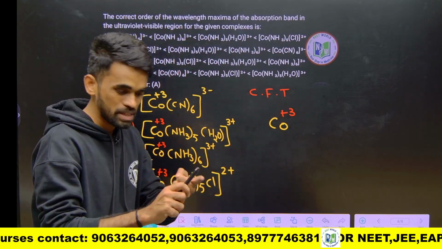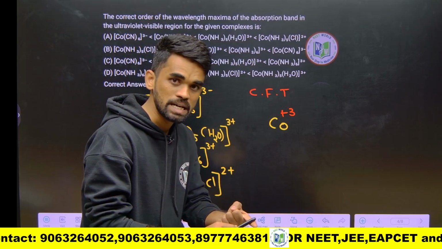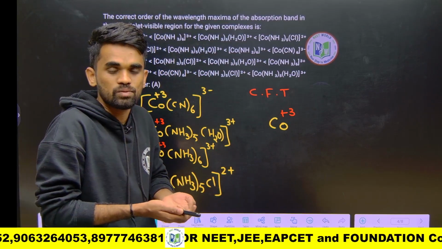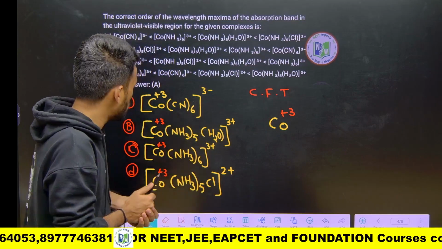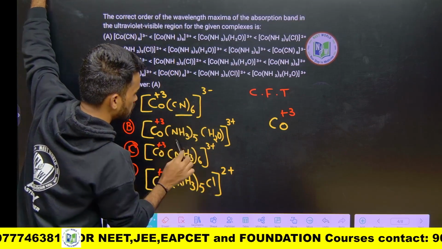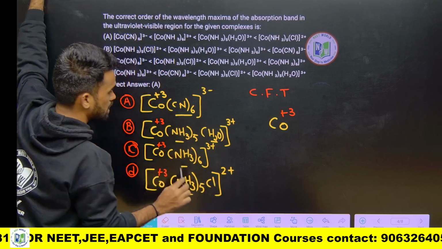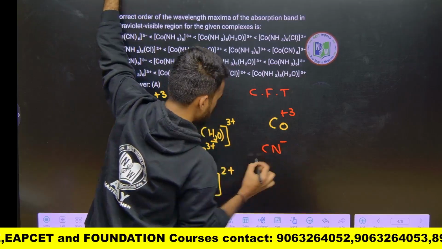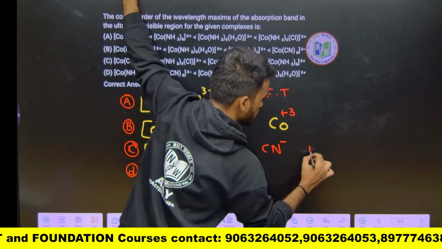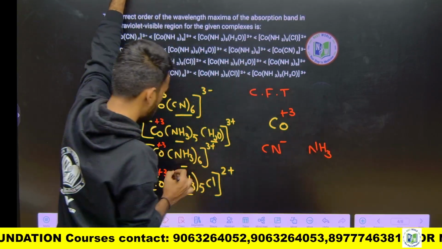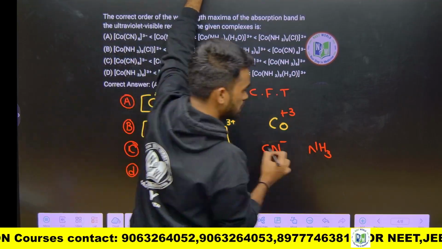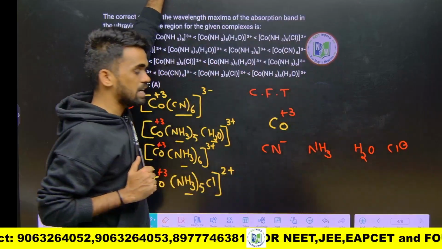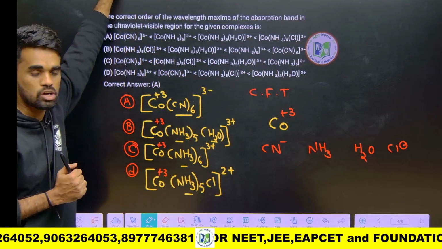Now the metal atom is the same, and the oxidation state of the metal is also the same in all 4 complexes. So what is the deciding factor here? Look here: the ligands are different in the 4 options. In the first case we have cyanide ion CN minus, in the second case ammonia, in the third case also ammonia, and in the fourth case we have water in one and Cl minus in the other. These are the different ligands we observe in the given complexes.